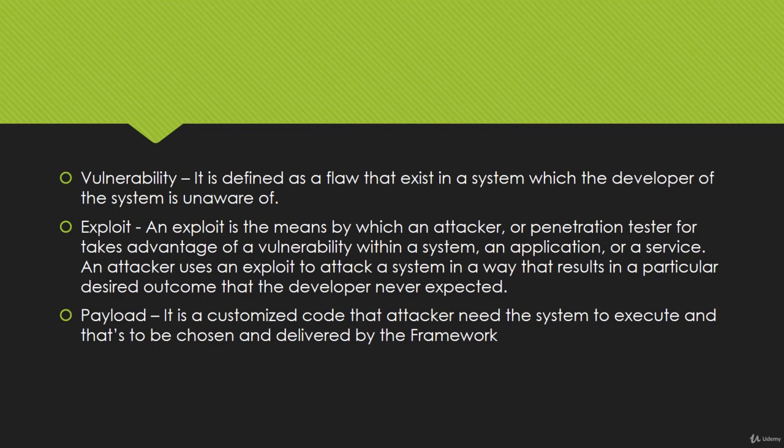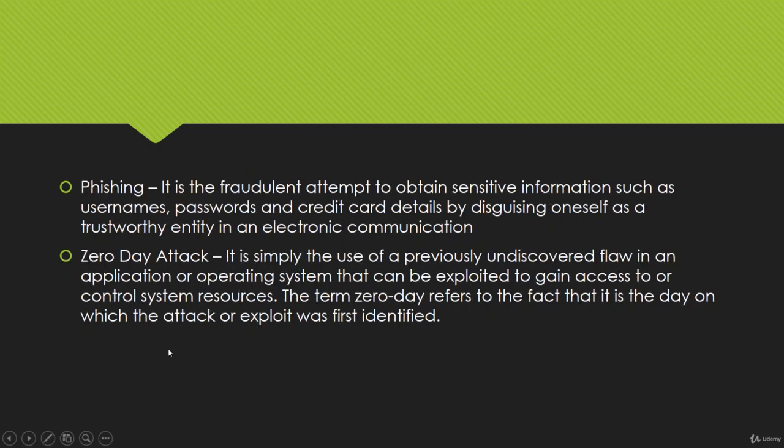So basically, whenever we are testing a vulnerability, we need to exploit it via a payload. And a payload is a customized code that the attacker needs the system to execute, and that's to be chosen and delivered by the framework. So all these three work hand in hand. Where there is a vulnerability, we need a payload to exploit it. For example, in SQL injection, we need a certain payload that has to be injected in the URL where it can be exploited. Now, we will talk about phishing.